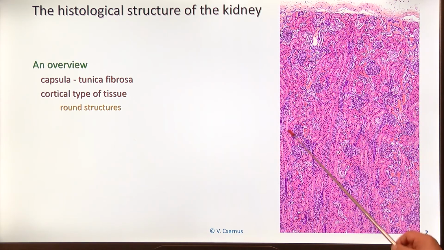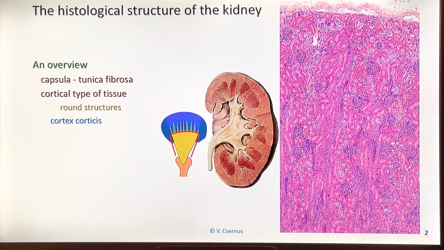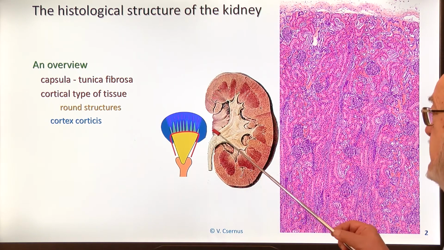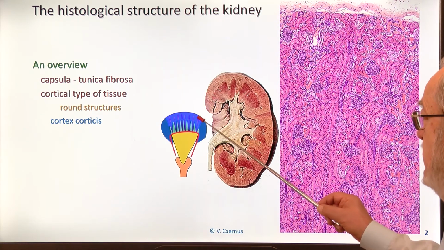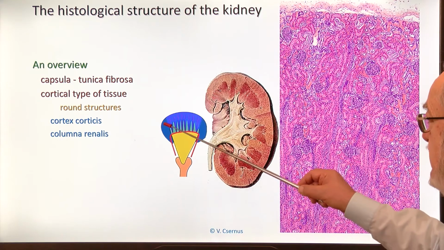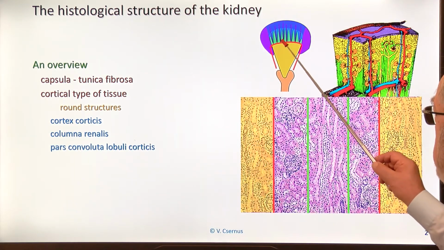If we have a closer look at this tissue mass, you can see we have two types of tissue. Some of them are round. This can be capillary tufts or cross-section of tube. This is what we name the cortical type of tissue. This cortical type of tissue, as I talked about in the anatomy lecture, is located in the cortex, in the renal column, and in a part of the stria medullaris cortices.